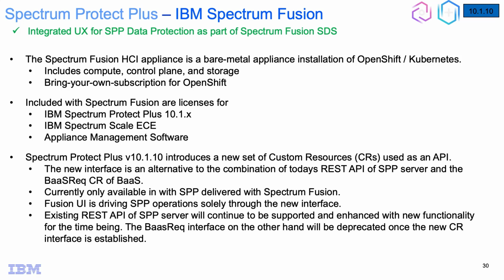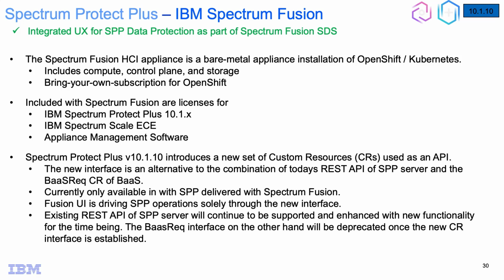Now it is bring your own subscription for OpenShift, but it does include IBM Spectrum Scale ECE, which is Erasure Code Edition, for managing the disks and handing them up to the OpenShift cluster. It includes Spectrum Protect Plus version 10.1.x, so the latest version of Spectrum Protect Plus. And it also includes hyperconverged appliance management software to help you maintain and manage this infrastructure.